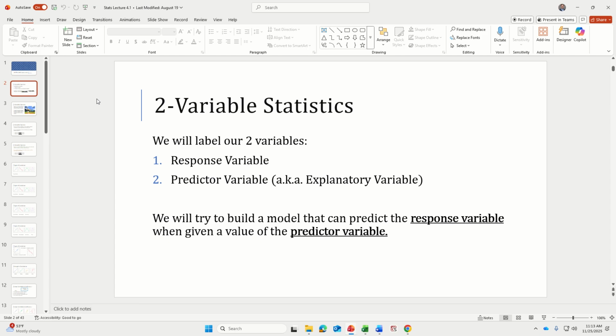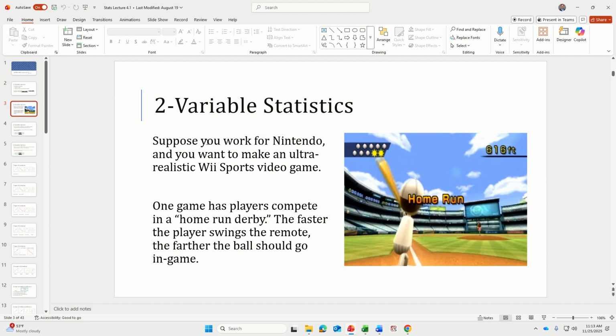When we have two variable statistics, we label our variables the response variable and the predictor variable. We also might call the predictor variable the explanatory variable because it explains the changes in the response variable. And we're trying to build a model that can predict the response variable given a value of the predictor variable.